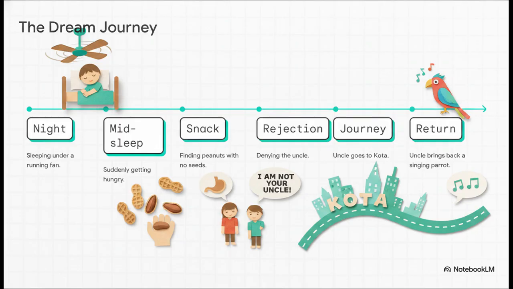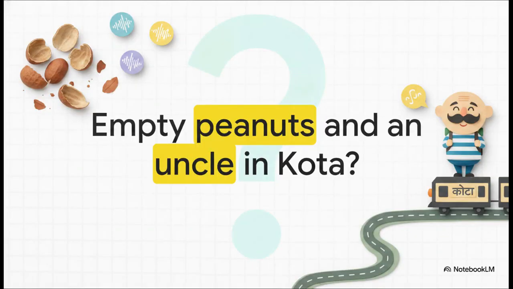But wait, tragedy strikes. The peanuts have no seeds. And because there are no seeds, suddenly we are yelling, I am not your uncle. Next thing you know, the uncle goes off to a city called Kota, and he comes back with a parrot. And to wrap it all up, the parrot eats, sings a song, and forces the uncle to listen to it. Honestly, you just have to step back and laugh at how absurd it is. Logically, what do empty peanuts have to do with an uncle taking a trip to Kota?